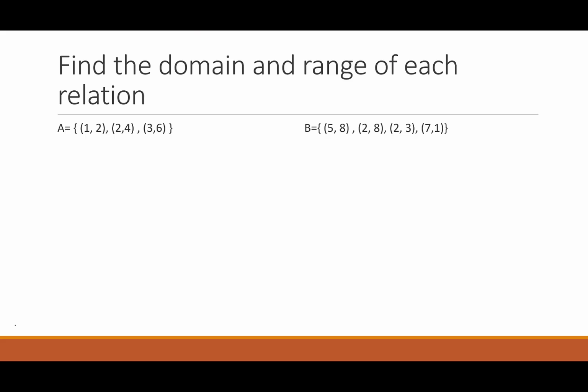So let's take a couple quick examples of finding the domain and range. In A, I have the set of points (1, 2), (2, 4), (3, 6). The domain will be a set that has 1, 2, and 3, so I only use the first coordinates. The range is also a set. It's equal to 2, 4, and 6, which is the second coordinates.